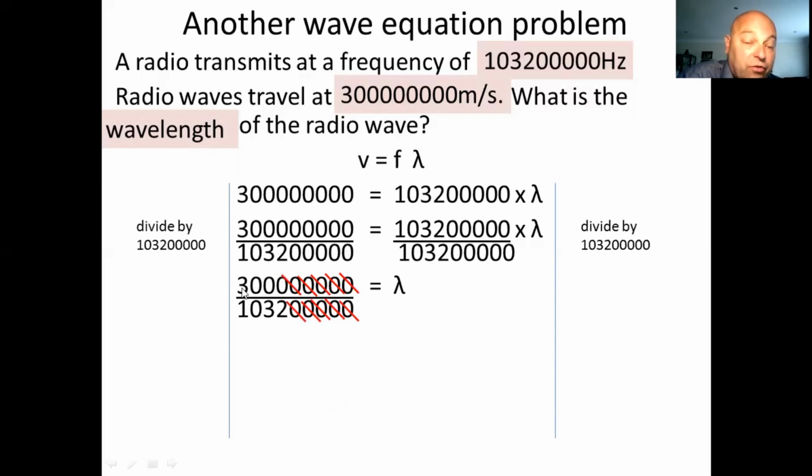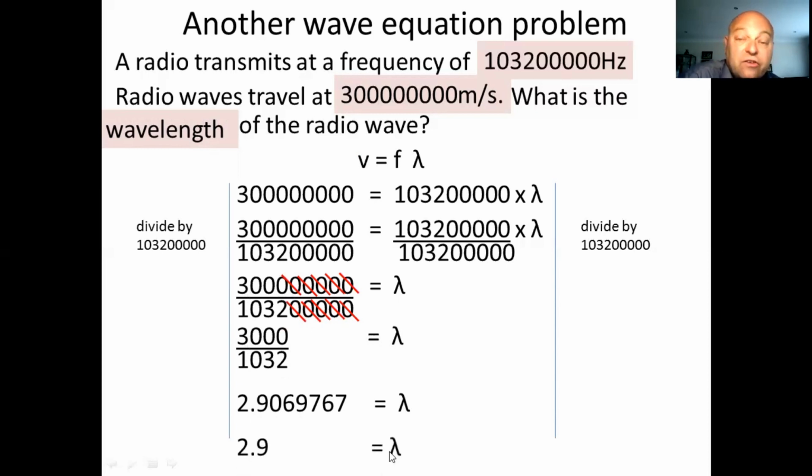So this time it's 3,000 divided by 1,032. That's what we're going to type into our calculator, and that's going to come out as 2.9069, etc., etc. What we need to do is to round that, and we're going to once again go to two significant figures, and we're going to add in the unit of meters. You've got that right. Well done.